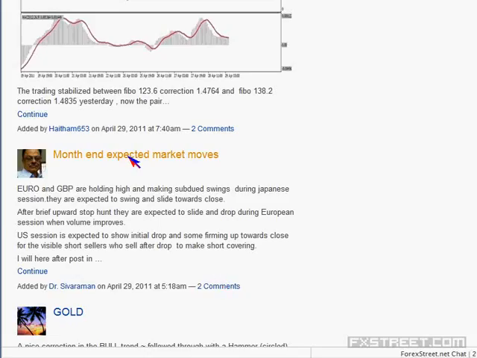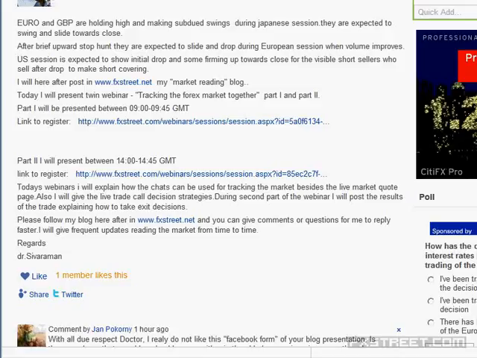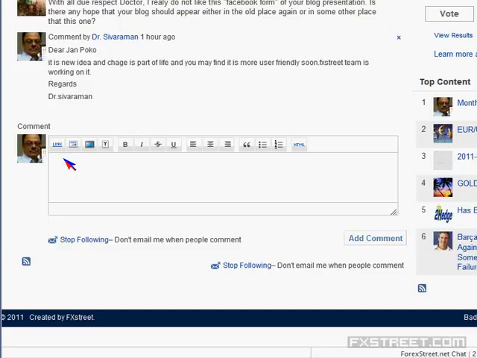So here, month and expected move. If you click it, you will be able to see the entire blog content, and you can just post the questions here at the bottom. Once you log in, you will be able to see the comment column, and you can continue to ask and I will give the reply also. So it will be very similar to the WordPress you have been using.